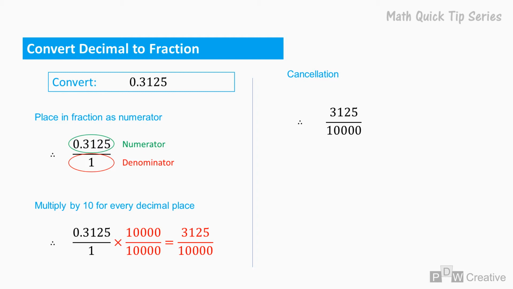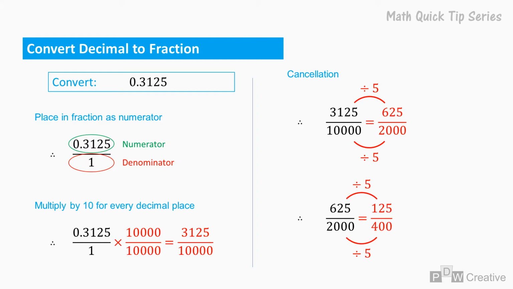We need to find the lowest dividing factor to keep both top and bottom as whole numbers. I'm going to try 5, so let's try once. We can reduce further, so let's go a second time, then a third time, lastly a fourth round. Any further cancellation and the denominator would no longer be a whole number, so our fraction conversion of 0.3125 is 5/16.